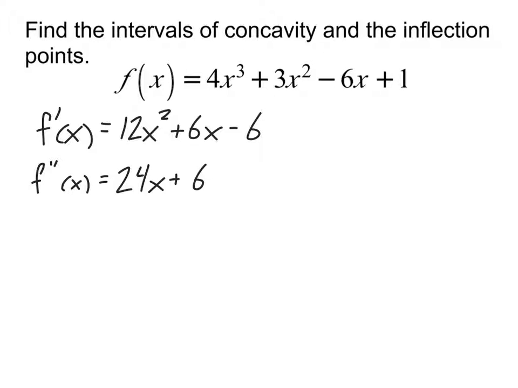Now, I find that because I now need to figure out where those points of inflection are. Because if I want to know where the intervals of concavity are, I need to know where those intervals change from one to the other. And they happen to change at the points of inflection. So, to find those, I set my second derivative equal to 0. So we go 0 equals 24x plus 6, and then solve for x. So that means subtract 6 from both sides, divide both sides by 24, reduce, and you should get negative 1/4.